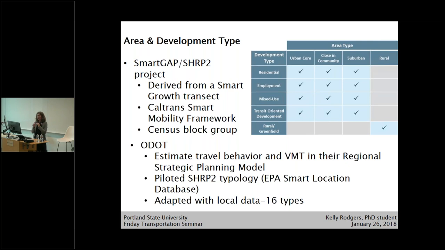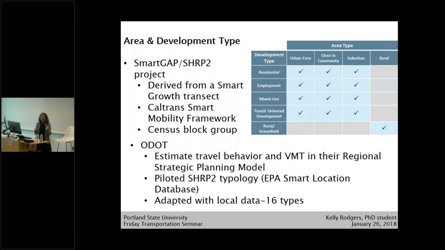And so it's area type, which is a little bit more about centrality, about your location being in the center versus the periphery of the city. And then the development type is more residential, employment, mixed use. They have a special category around transit-oriented development. And it's census block group level information.